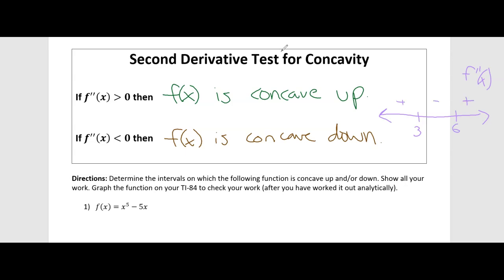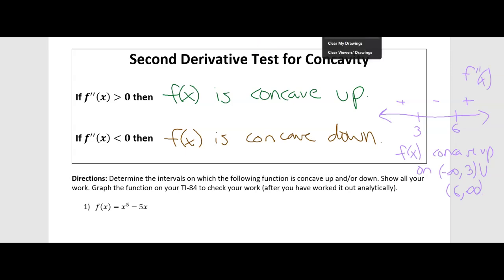Well, we could say f of x is concave up on the interval negative infinity to 3, union 6 to infinity, because those are the intervals where f double prime is positive. And then we could do the concave down interval. That would just be from 3 to 6, because f double prime is negative.